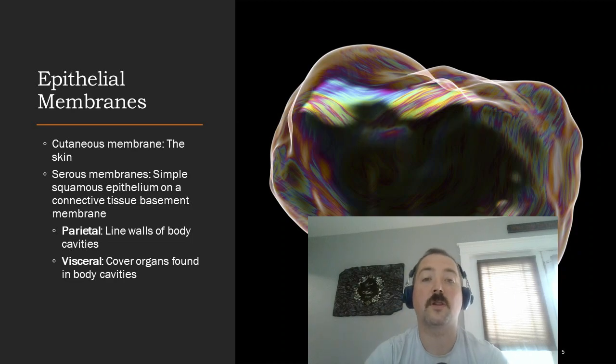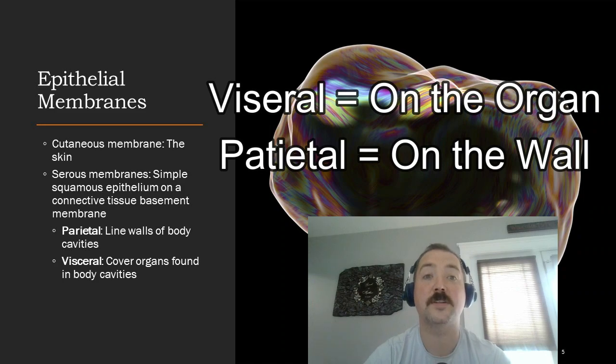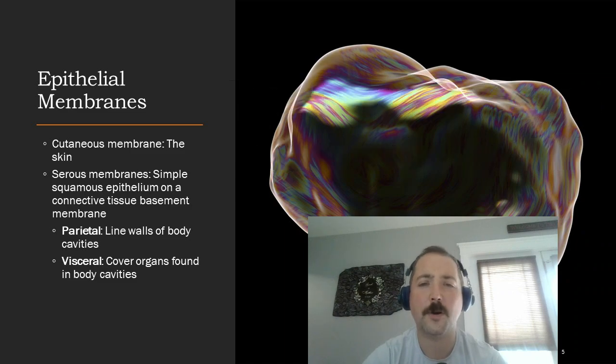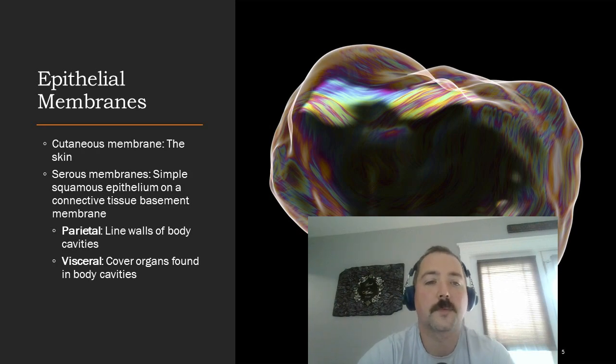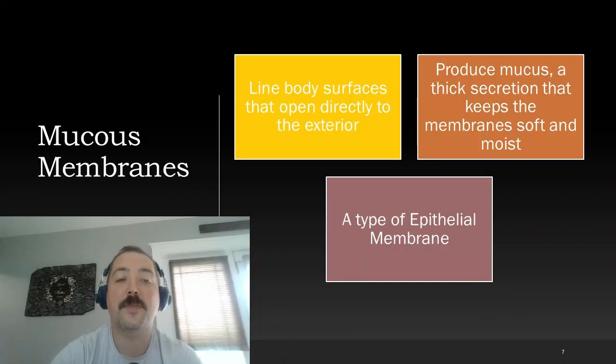So for example, the lungs are in the pleural space, so covering the lungs themselves, we have a visceral pleura, and covering the inside of the chest wall, we have a parietal pleura. The purpose of these is to add a lubricant and reduce friction, so the organs don't get damaged as they move. A third type of epithelial membrane would be a mucous membrane.